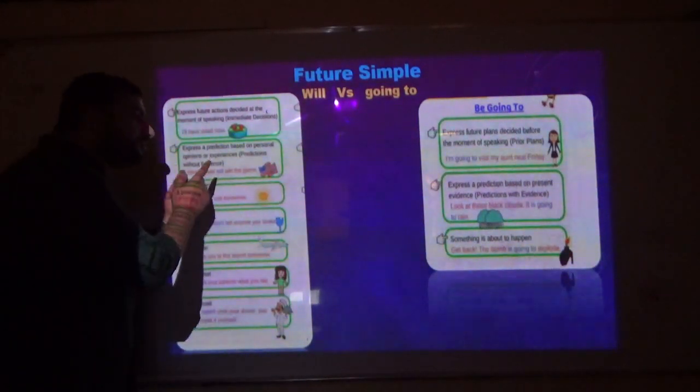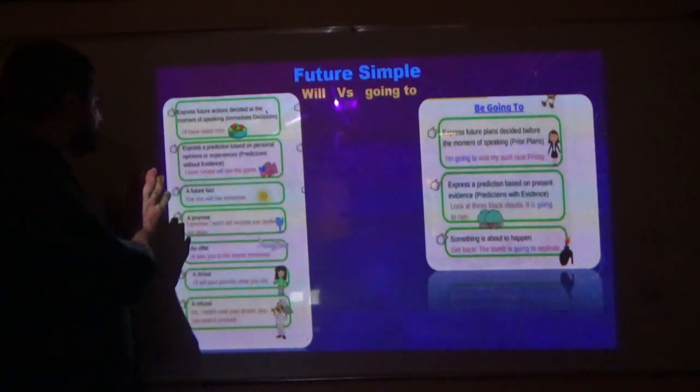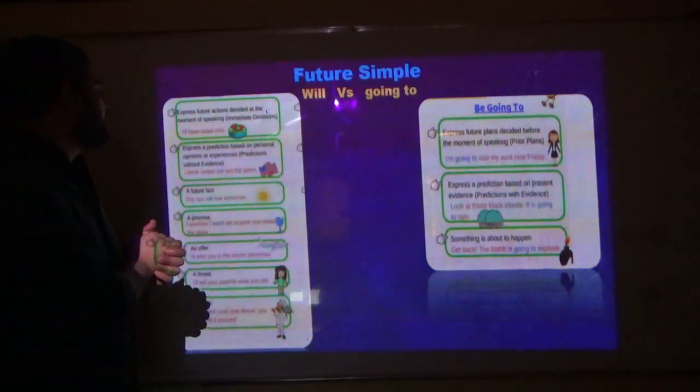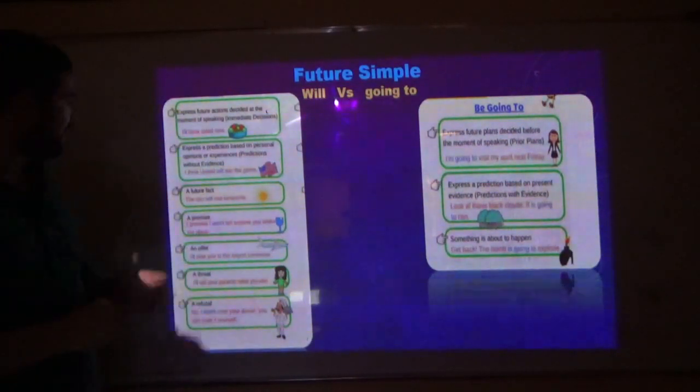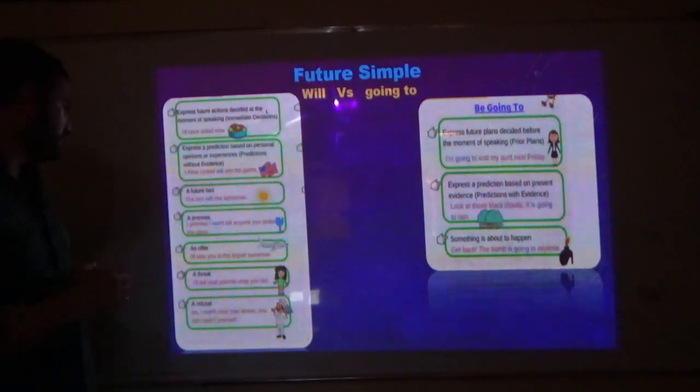Next, will expresses a prediction based on personal opinion or experiences. Prediction without what? Without evidence. So you don't mention the evidence here. Like, I think United, a football team, will win the game. I think. There's no evidence. It is only his personal opinion.